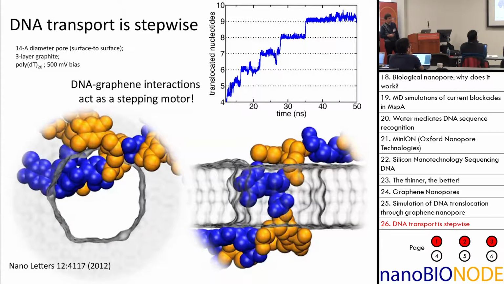was nice for biological pores, where you need a special enzyme to control the speed of DNA translocation. Here we can just do it with the graphene itself.